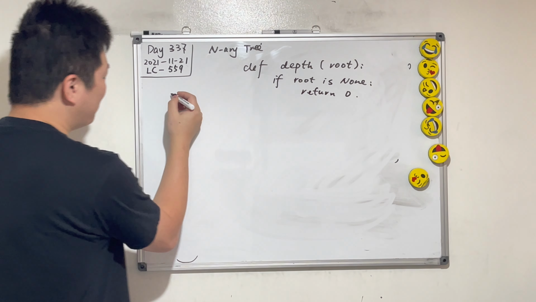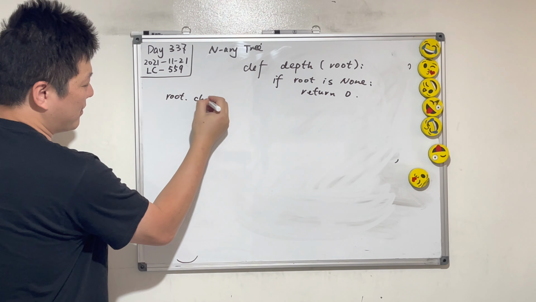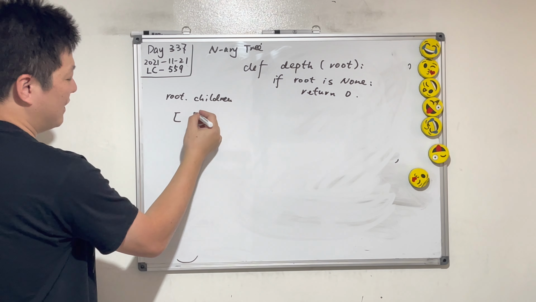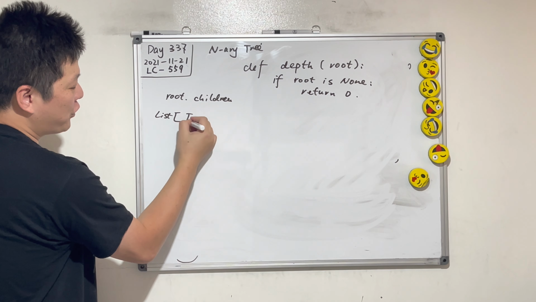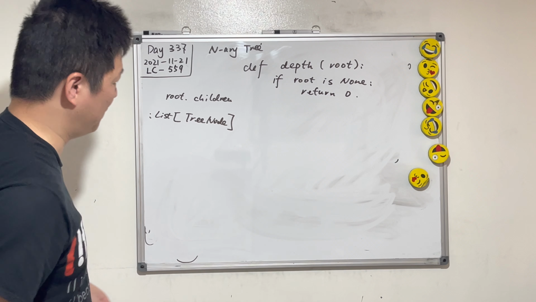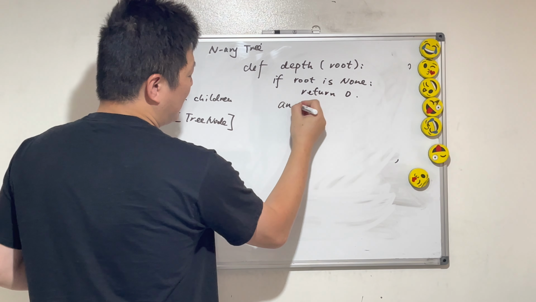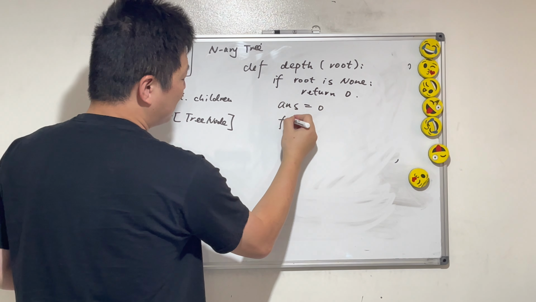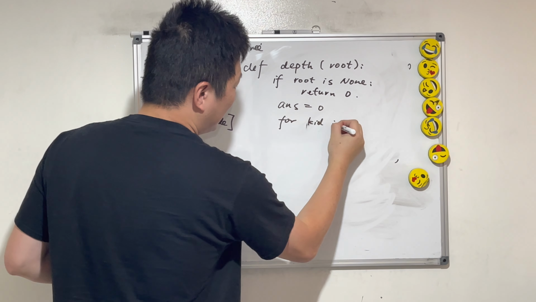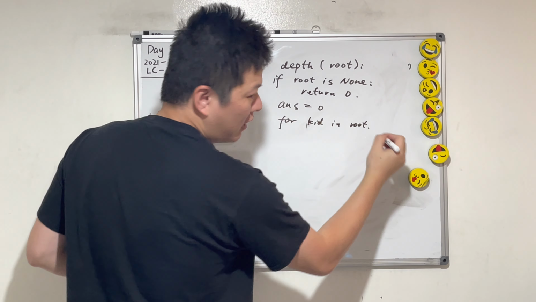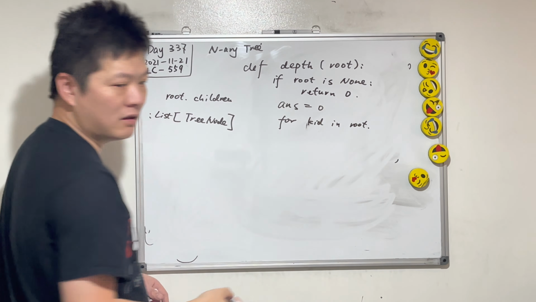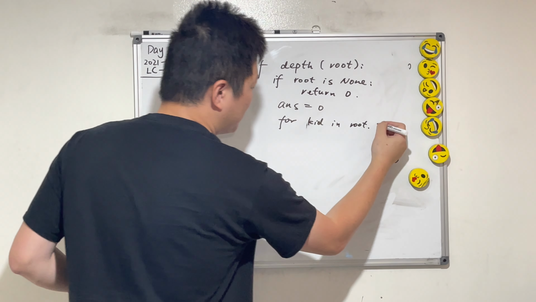And now we want to visit the kids in children, right? Children is a list of nodes, a list of tree nodes. So answer equals 0. Now we just need to go through each kid. For kid in root.children.